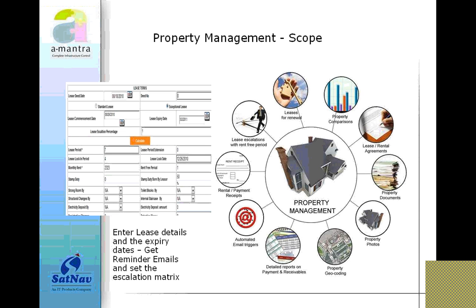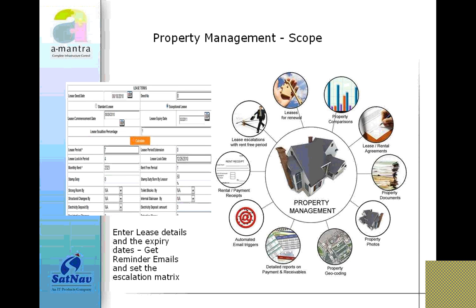These are the things that you can track for the property. So you can compare the property prices at each different location. You can track the lease or the rental agreements. You can have all the property documents at one particular place. You can geocode that particular property so that you will know where actually the property is located on the globe and also identify the driving directions.